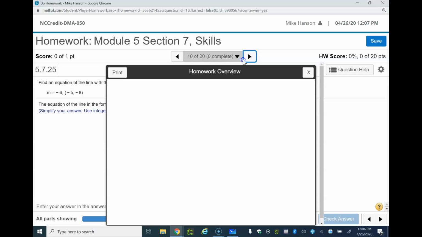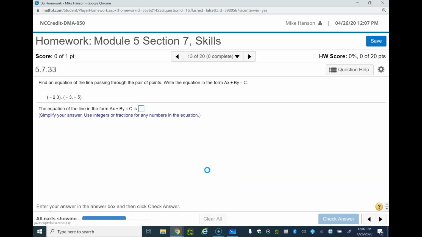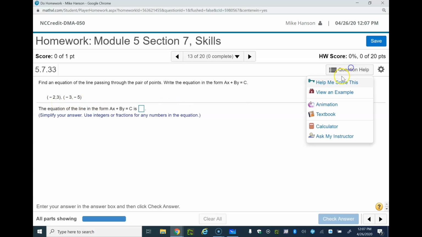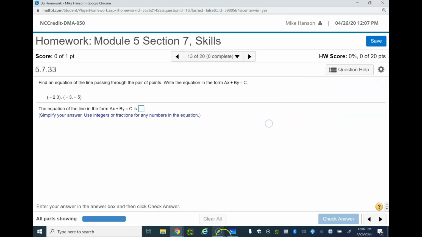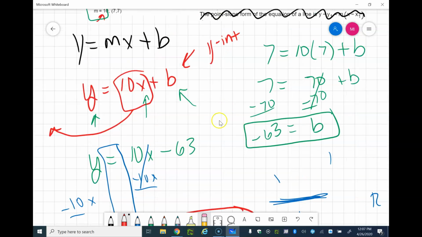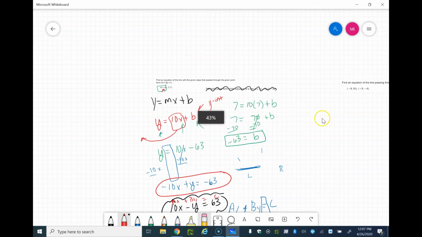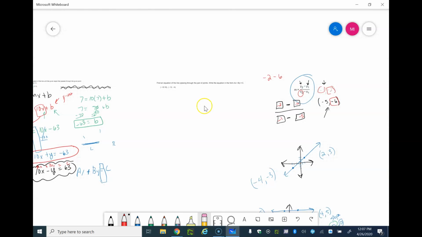Let's move over to number 13. Now notice here, we're going to do the same thing. However, they did not give us the slope, nor did they give us the y-intercept. So this is going to require us to do a little bit more work. I think I already have this one also set up. It's right here.